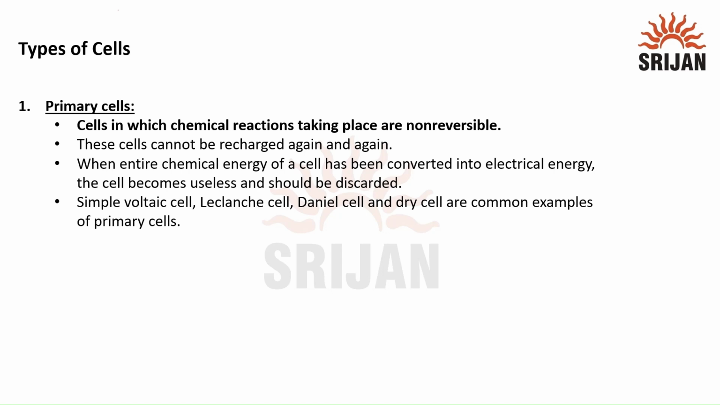Now, let us see what are the types of cells. The first type of cells are called the primary cells. You must have seen the cells which you throw away when they are dead after being used once. These types of cells are called primary cells. In these, the chemical reactions taking place are non-reversible. These cells cannot be recharged again and again. And when the entire chemical energy of a cell has been converted into electrical energy, the cell becomes useless, and that is why you discard them. Examples of primary cells are simple voltaic cell, Leclanché cell, Daniell cell, and dry cell.